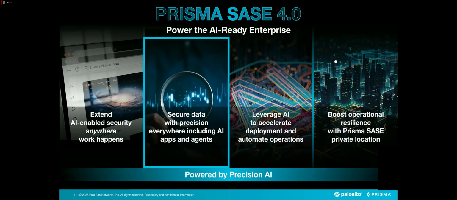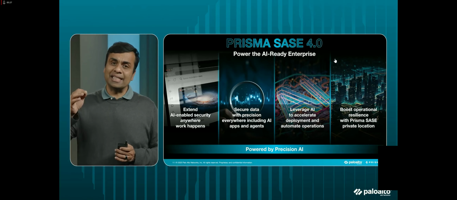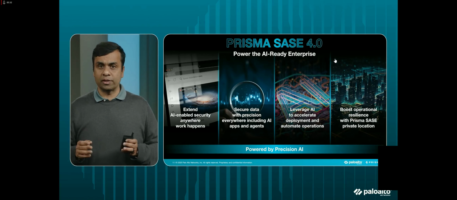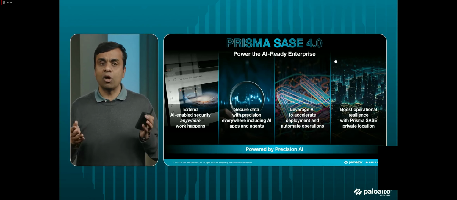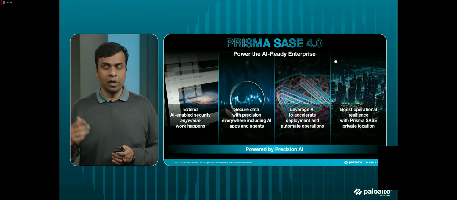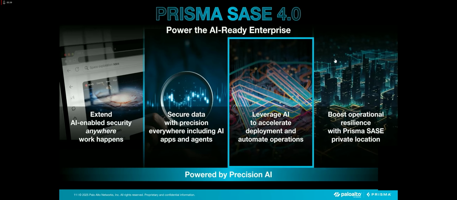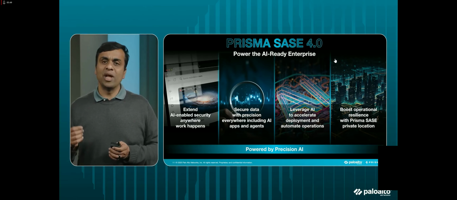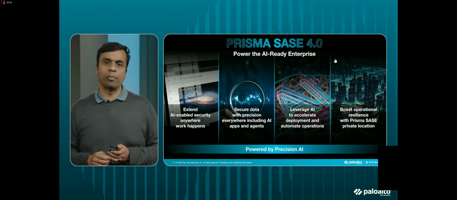Second, we are securing data with unprecedented precision everywhere, including across AI apps and agents. We are delivering exceptional accuracy in data protection and extending coverage to new exposure risk introduced by GenAI and autonomous AI agents. Third, we are leveraging AI to accelerate deployment and automate operations. By simplifying workflows, automating tasks, and unlocking data insights through natural language queries, we are giving IT teams a smarter, faster, and more efficient way to operate.